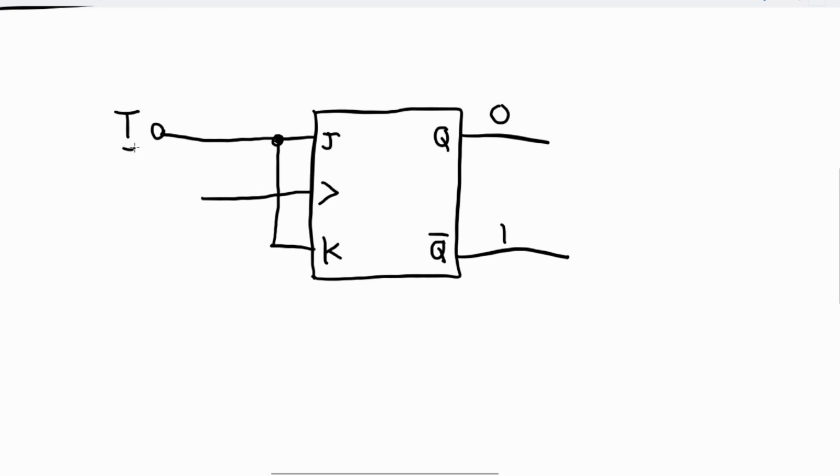If T is 1, however, this will cause the JK flip-flop to flip-flop, basically. This will become 1, this will become 0, on the rising edge of the clock.